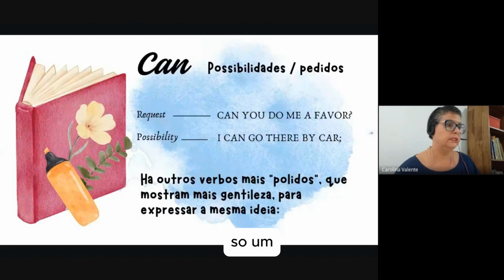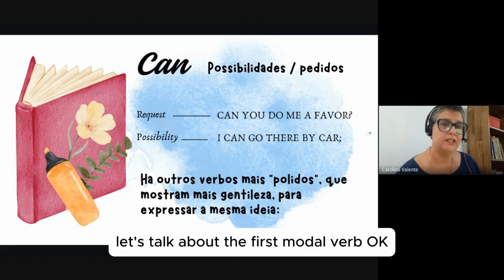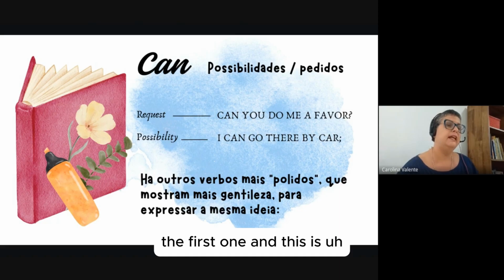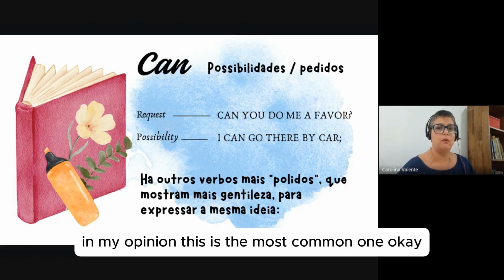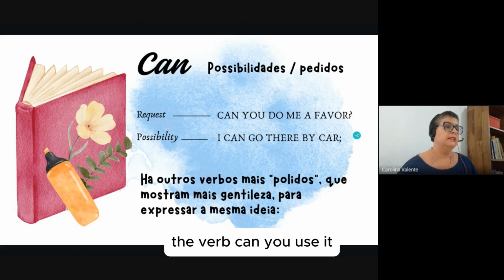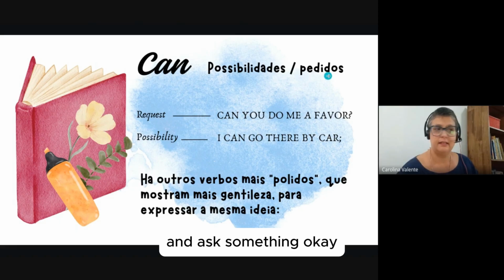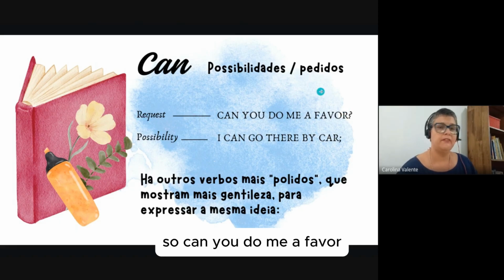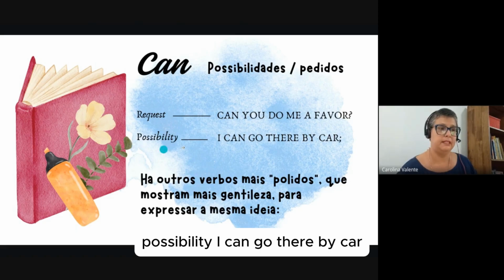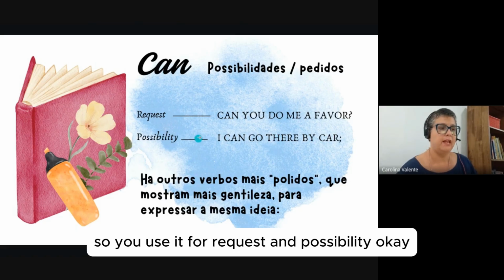So let's talk about the first modal verb. Okay, the first one, and in my opinion, this is the most common one. Okay, the verb can. You use it for possibilities and to ask something. Okay, so can you do me a favor? Possibility: I can go there by car. So you use it for request and possibility.